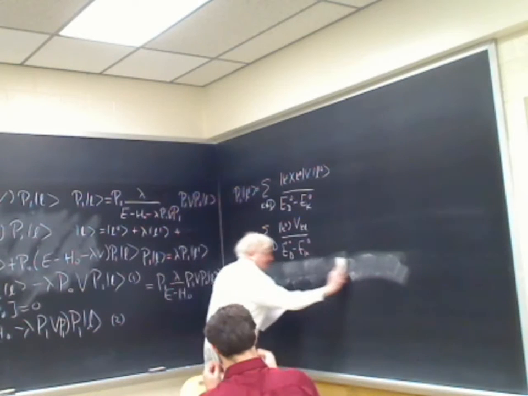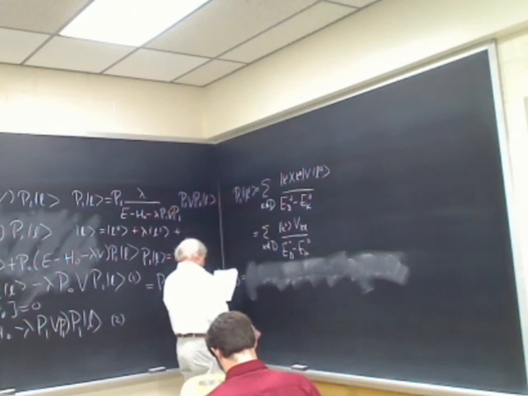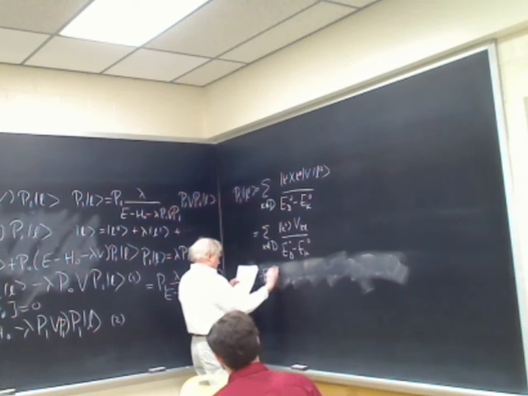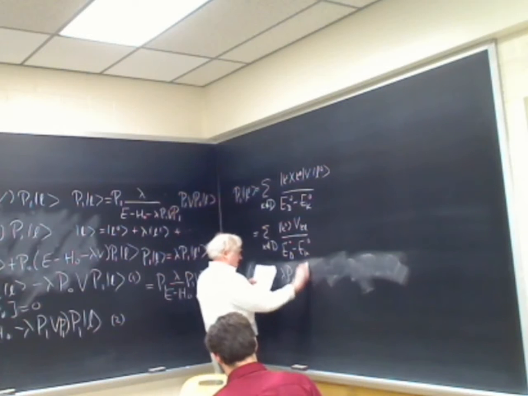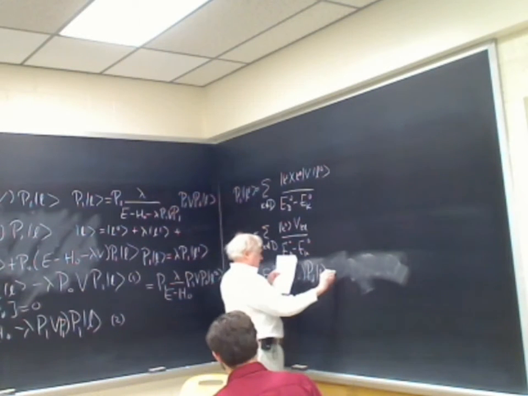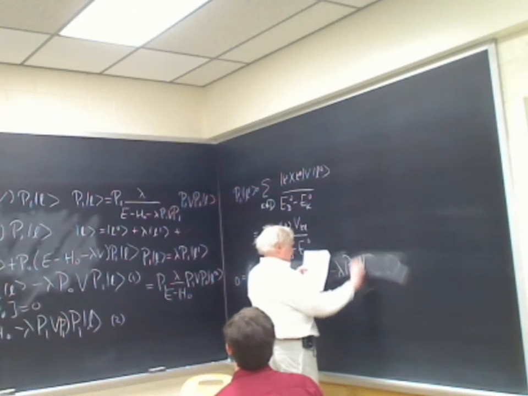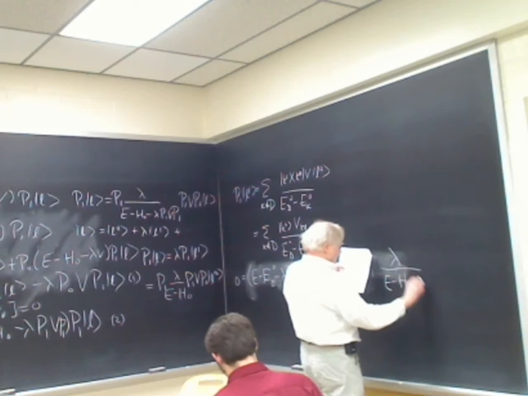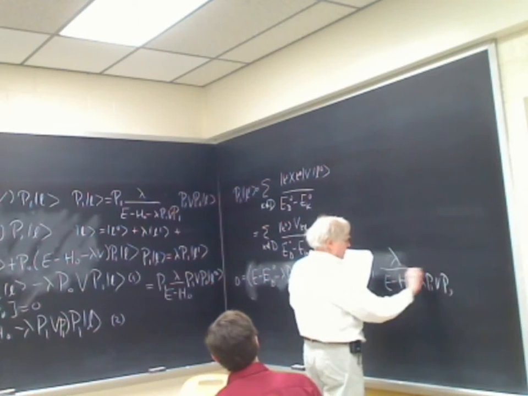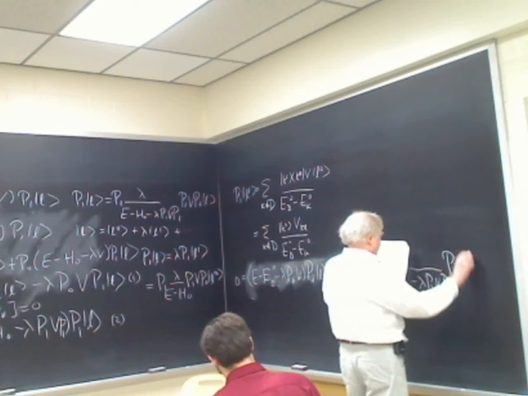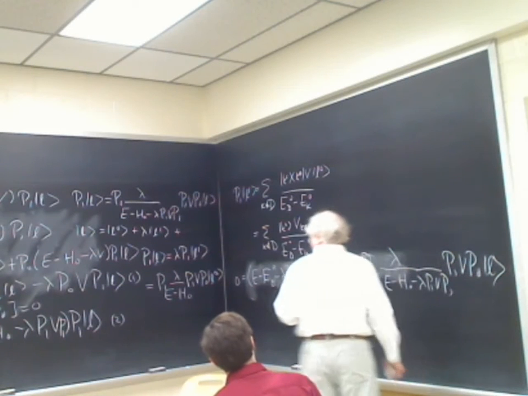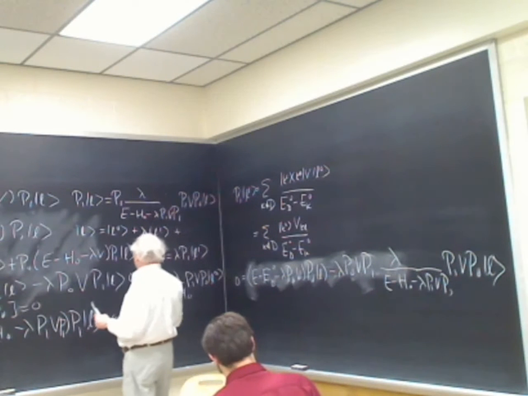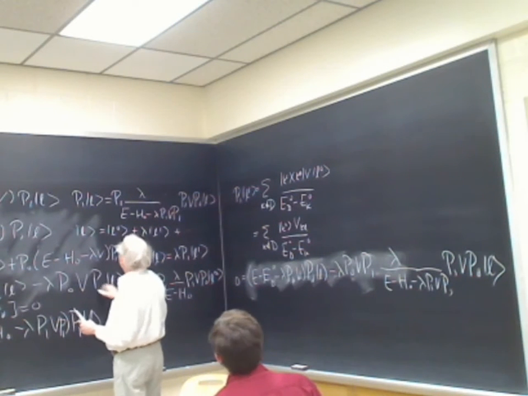0 equals... What we're getting is E minus ED0 minus lambda P0B P0, L minus lambda P0B P1 lambda over E minus H0 minus lambda P1B P1, P1B P0L. So in other words, we're substituting this expression into equation one over here on this side.